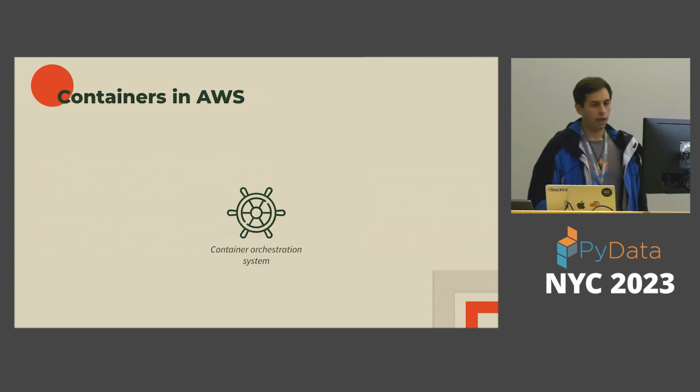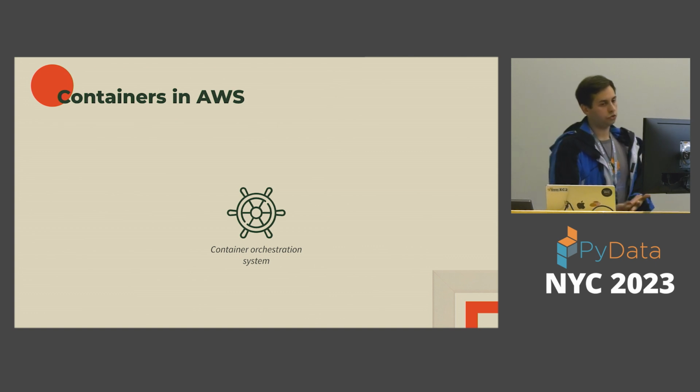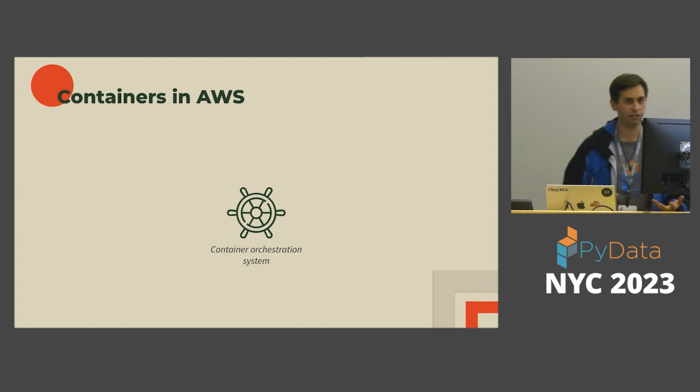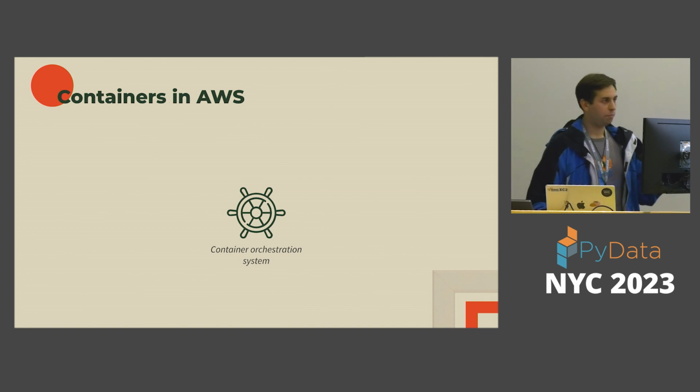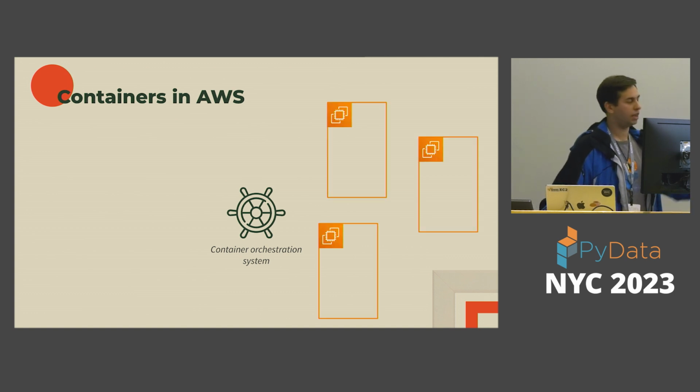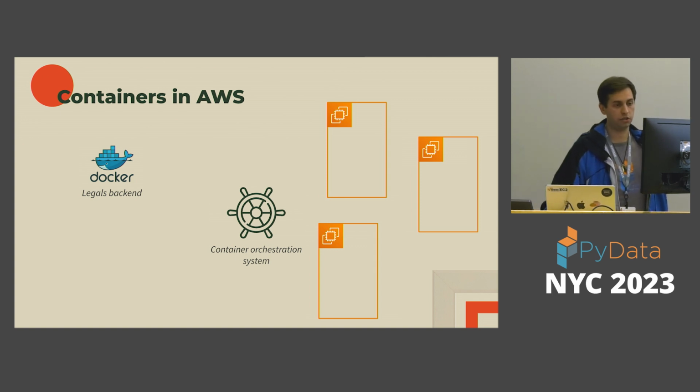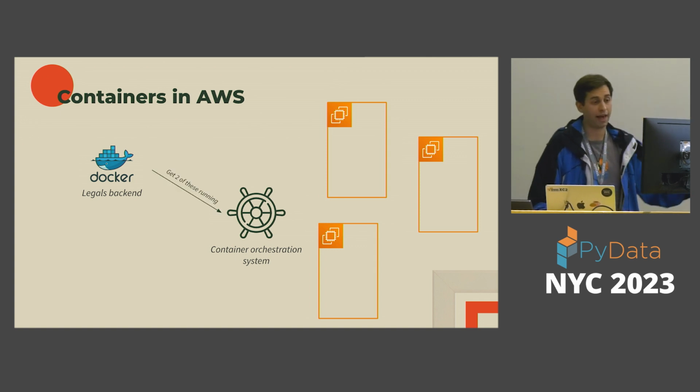And then another mention I want to make is container orchestration systems. So I think most of you might have heard of this thing called Kubernetes, which kind of scares us a bit. But it's real simple. I mean, it's just a bunch of computers running, which are called nodes. And we want to tell that container orchestration system, okay, so I want you to run this Docker image, which could be the legal's backend.